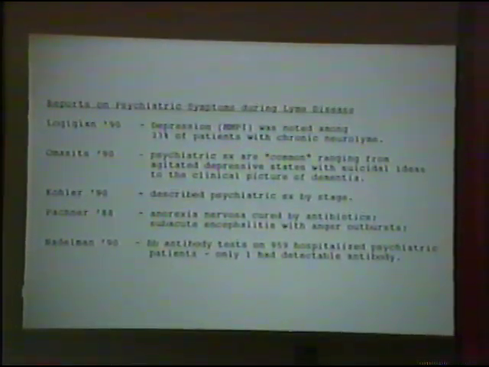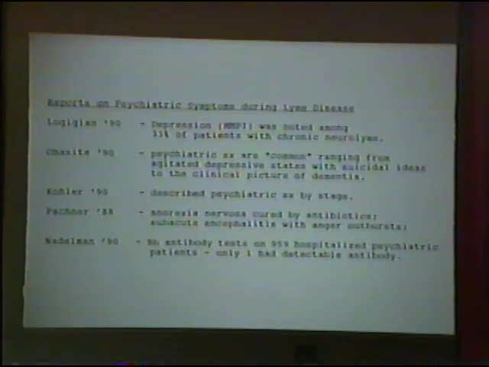Now, in terms of the reports on psychiatric symptoms during Lyme disease, in a Logigian and Steere article in the New England Journal of Medicine, 33% of the patients with chronic neurologic Lyme were thought to have what looked like a clinical depression. Olmsted and Kohler are two neurologists in Europe, and they independently wrote articles basically saying that psychiatric symptoms are common, ranging from agitated depression with suicidal ideas to a clinical picture of dementia.